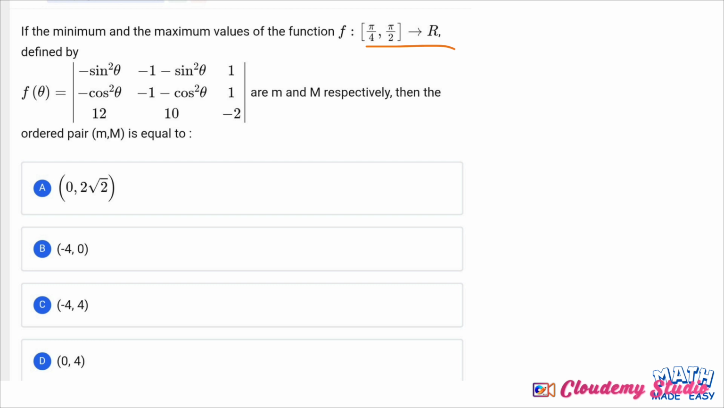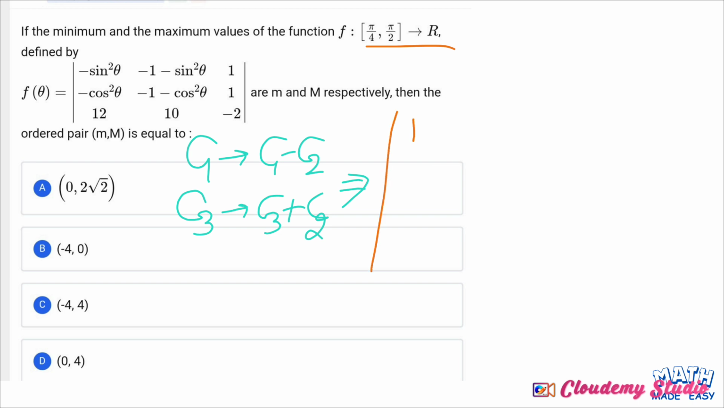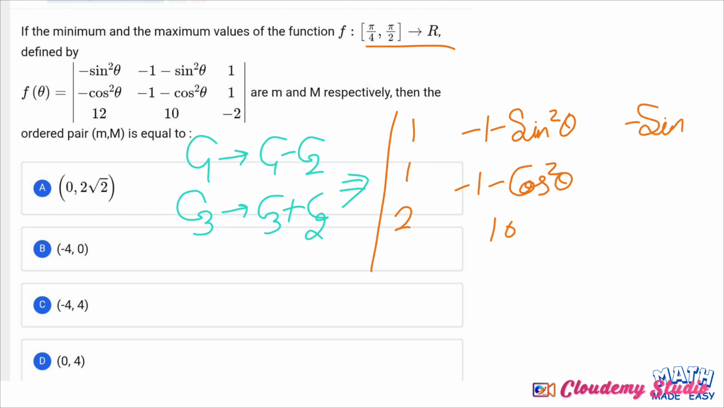So what we do here, let's use the row operations. So your column 1 is column 1 minus column 2, and column 3 is this. So using these two operations we will get 1, then 1, 2, this is minus 1, sine square theta minus 1, minus cos square theta, this is 10, this is minus sine square theta, this is minus cos square theta, 8.